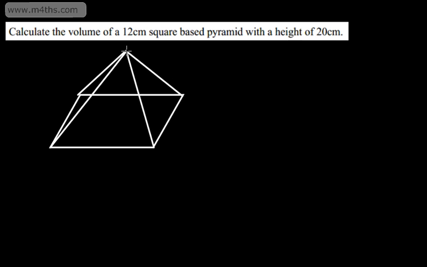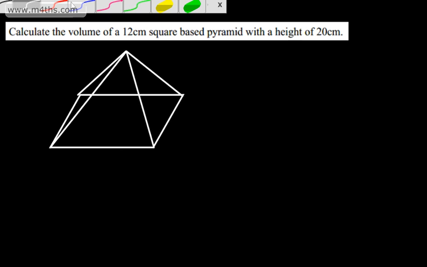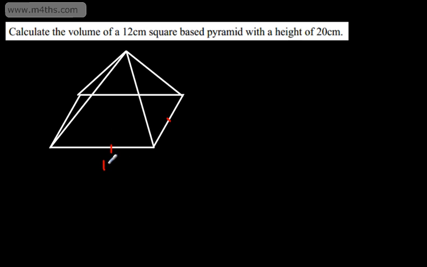So what we've got then is our base. Our base is going to be a 12 by 12. So this is 12, this is 12. So what we'd have here is 12 times 12, and that would give us the area down here. So all of this is going to be 144, and that will be centimeters squared. We've got a height of 20 centimeters.